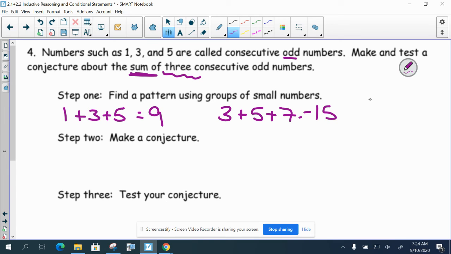How about let's start with 5. 5 plus 7 plus 9 is 21. So our first step is to figure out a pattern by choosing different combinations of consecutive odd numbers.